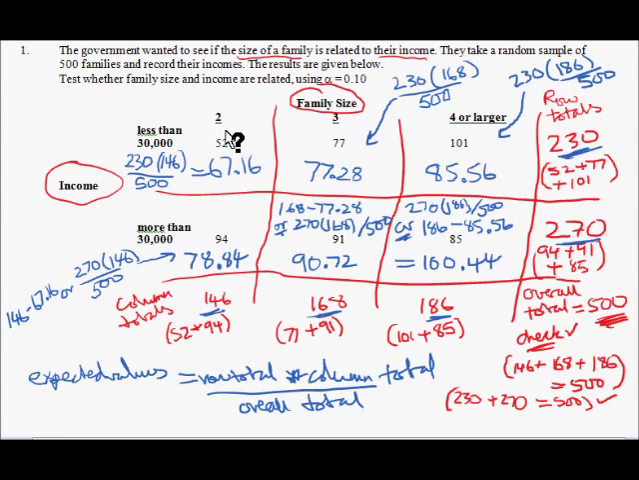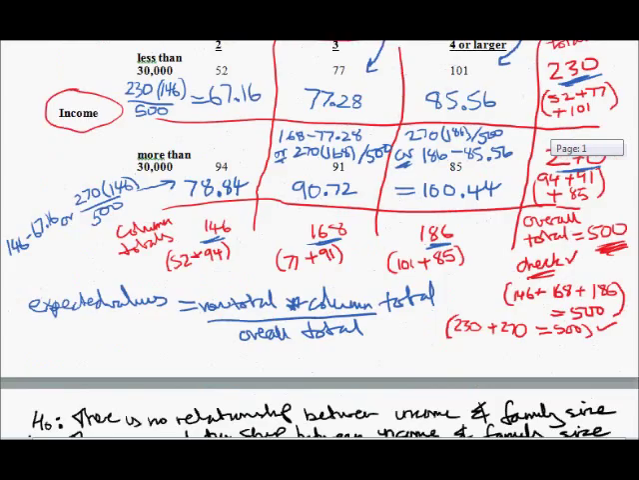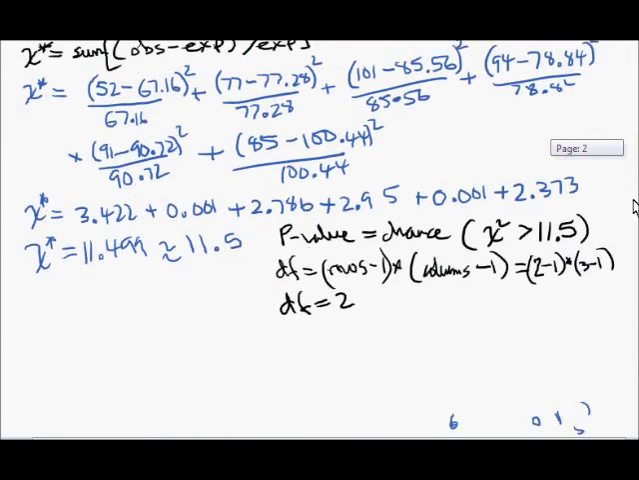Remember, once we'd found these first two, the 67.16 and the 77.28, the other expected values we could find by subtraction, because they had to sum to the same totals. So notice, once you find everything, all the expected values except those in the last column and the last row, those ones you can find by subtraction. That's why it's called degrees of freedom. Because here, once I found the first two expected values, I could find the rest by subtraction. I didn't need to use the formula.